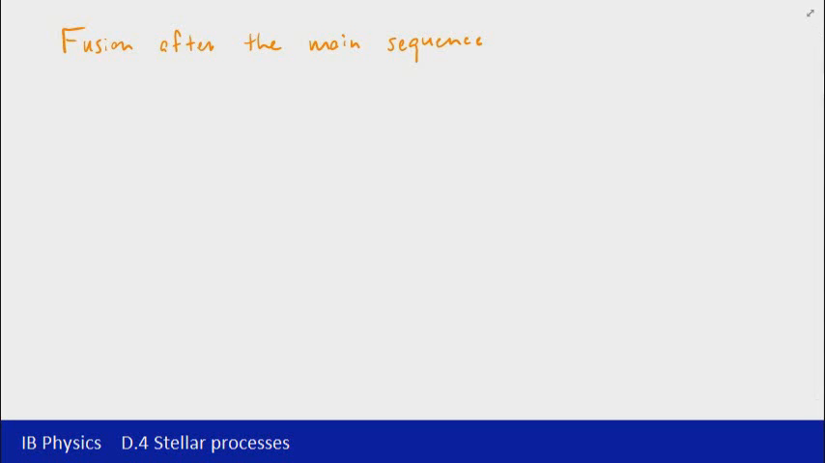So far in subtopic D.4 we've been looking at main sequence stars. We're now going to look at what happens after main sequence stars have finished fusing hydrogen. So we're going to start first of all though looking at that last phase.